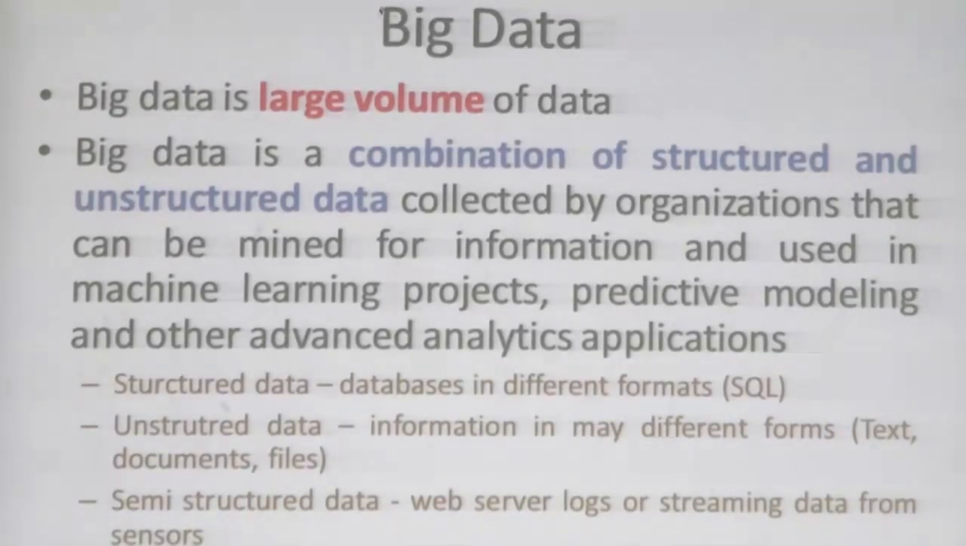So that is called what? Structured data. And there is unstructured data, information in many different forms, that can be in text, documents, and in social media there is also so much unstructured data. And there is another part, semi-structured data, in web server logs or streaming data from sensors. From the sensors some information can be taken. When you are opening the door, it sends a signal saying that your attendance is okay. Likewise those data can also be there, those are semi-structured data.